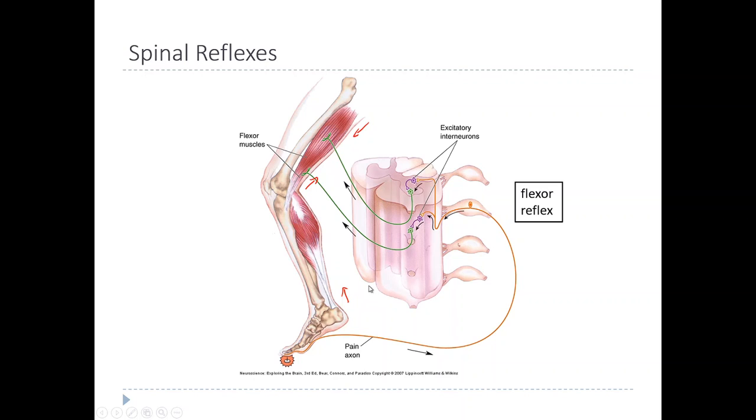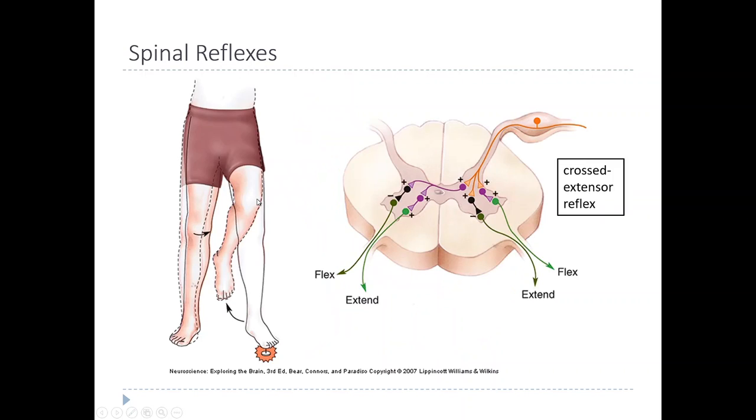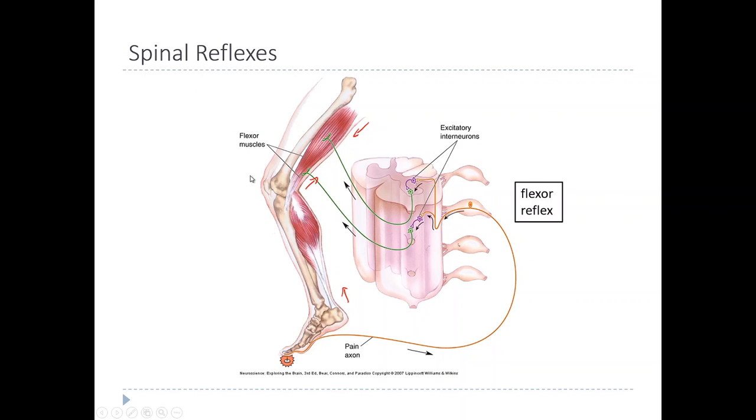So this is just called the flexor reflex, and it's just a simple connection between pain receptors, in this case in the foot, and the flexor muscles of the knee. And of course, you wouldn't want your extensor muscles to have this reflex, because your extensor muscles would cause the knee or the leg to straighten out, which is not what you need in this case.